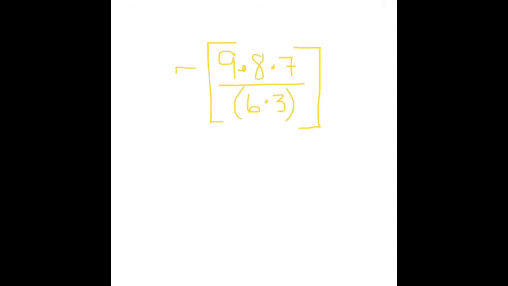9 times 8 times 7. And notice I use a dot. I do not use an x. X is a variable. And that is all going to be over or divided by 6 times 3. And when I did that, I think I got the answer 28. And then I took this whole thing and I multiplied it by 5. So could I put the 5 in the front? Sure I can. It's our problem. We can do whatever we want. So we're going to take 5 in the front. So 5 times this quantity, and that gave me 140.